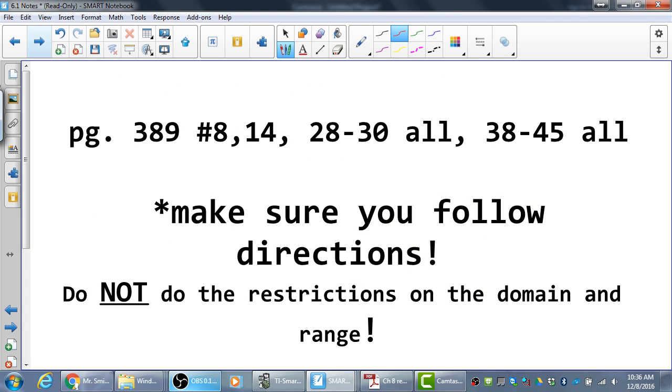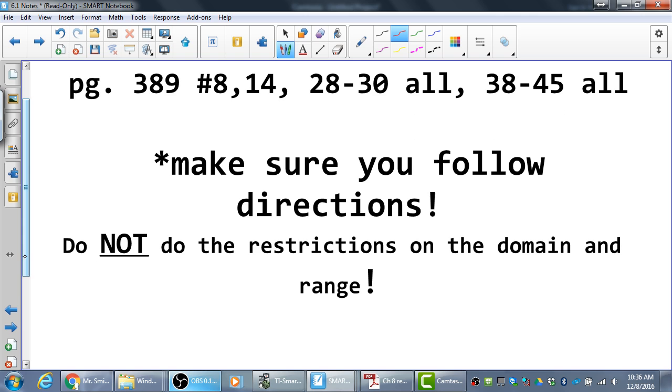Oh, ta-da, there we go. Page 389, number 8, 14, 28 to 30 all, 38 to 45 all. Make sure you follow the directions it says. Do not do the restrictions on the domain and the range. We're not doing domain and range. Not yet, anyway. Just do the composition.